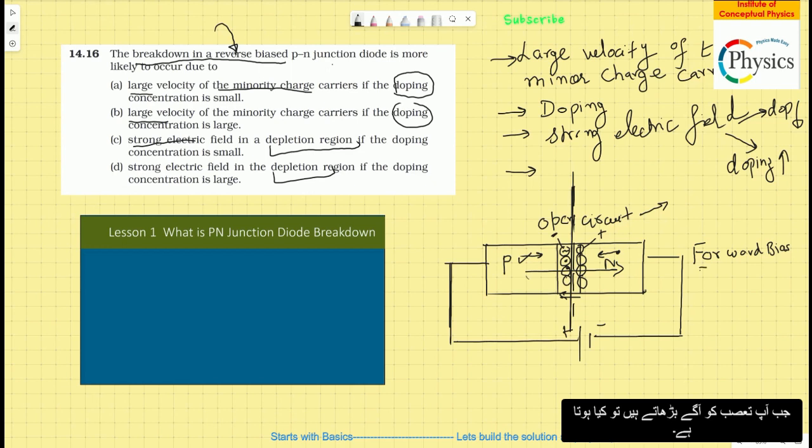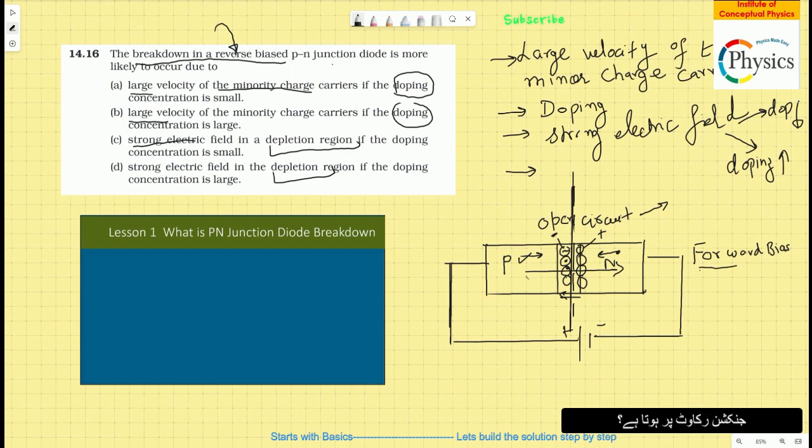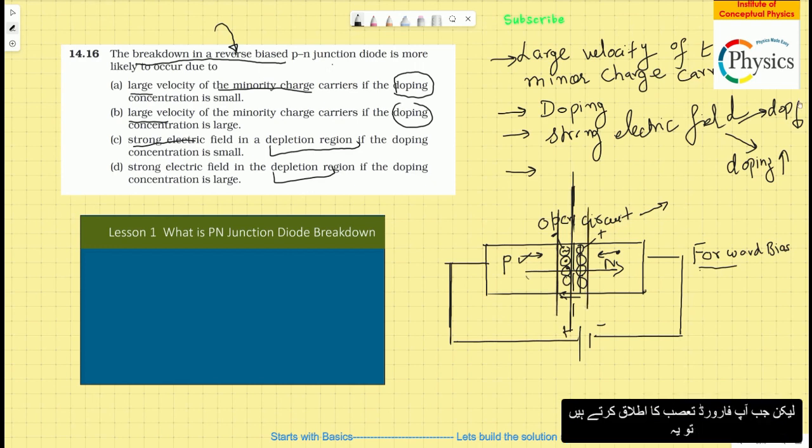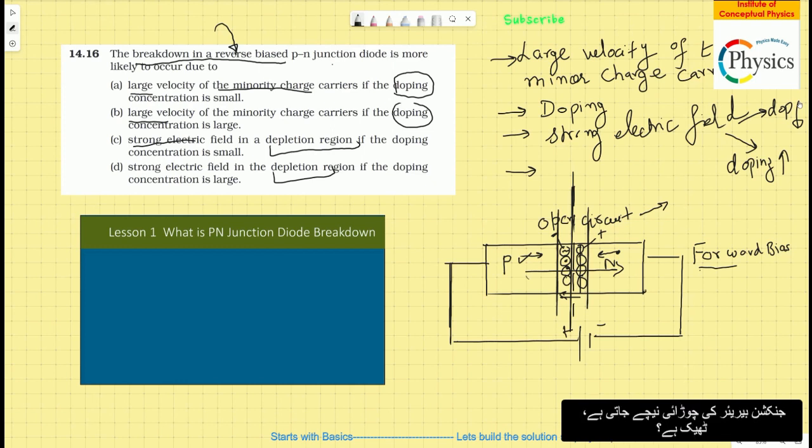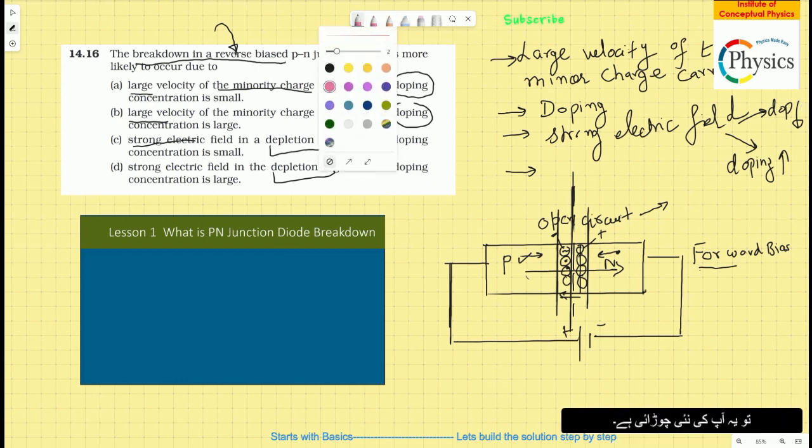When you forward bias it, what happens to the junction barrier? The junction barrier, which is here, you see the width of the junction barrier. Let me show you the width of the junction barrier. For example, in the open circuit, it was here. But when you apply the forward bias, this junction barrier undergoes a change, which is the width of the junction barrier goes down, right? So this is your new width.